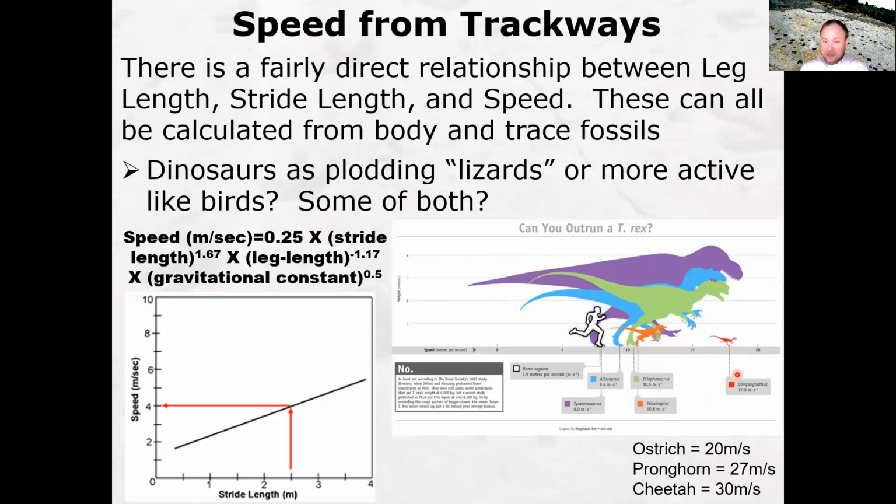This is maybe the fastest dinosaur, at about 18 meters per second. Ostriches are in that ballpark; they run at about 20 meters per second max. Pronghorns are very quick. They can get up to about 27 meters per second. And cheetahs can get very quick bursts of 30 meters per second. So a cheetah is about 4-ish times faster than a T-Rex.